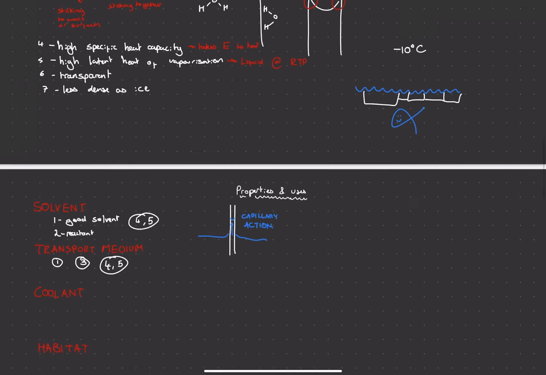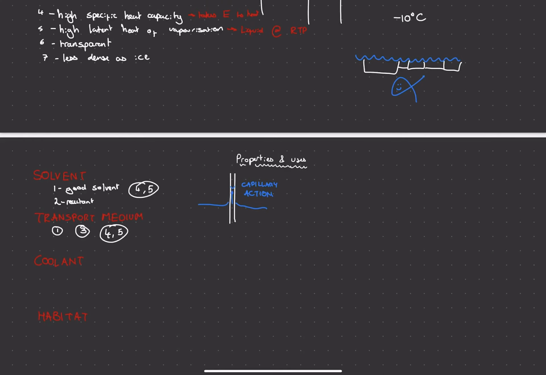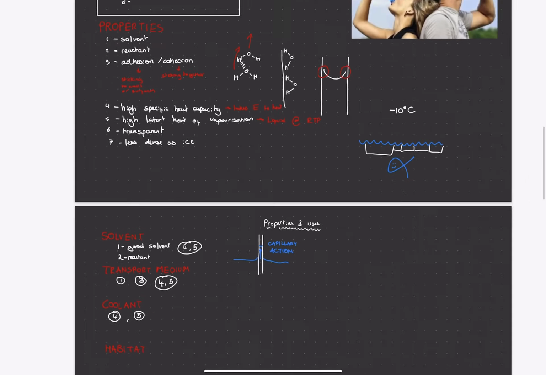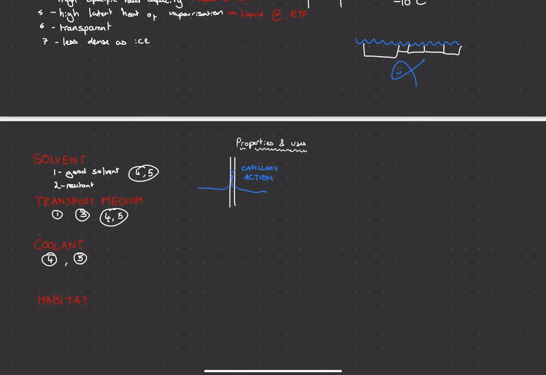And the fact that it's transparent and less dense as ice isn't really important here. Water as a coolant is when this high specific heat capacity and high latent heat of vaporization become really important. Now, they were important in the previous things as a solvent or a transport medium, because it means that the water is fairly stable or inert. But if I want a coolant, then it's really important that it requires a lot of energy to heat it up, because that means that it's going to take a lot of energy as it is heated up.